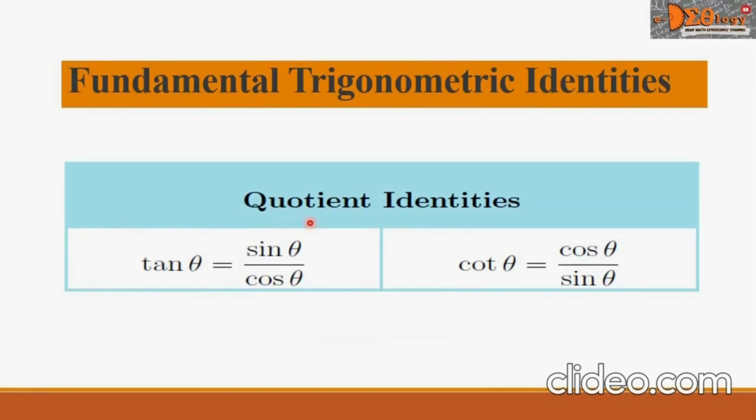The last group is quotient identities. Tangent theta equals sine theta over cosine theta. Second is cotangent theta equals cosine theta over sine theta.